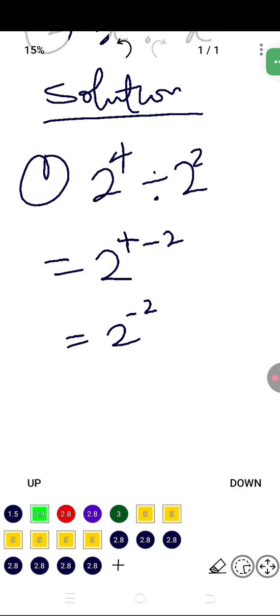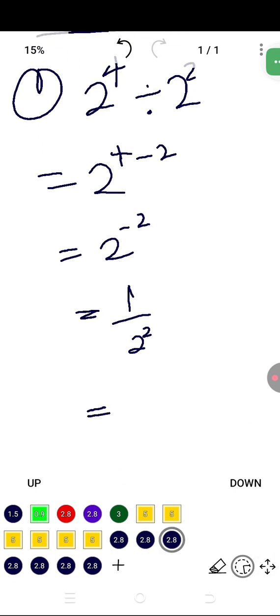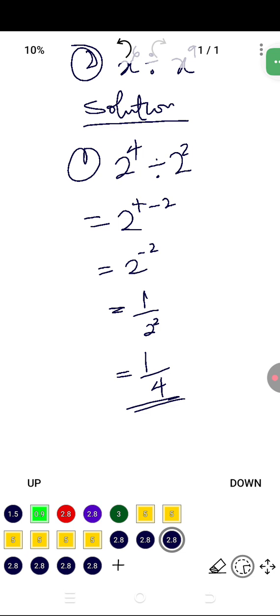So 2 raised to power minus 2 will give us what? Now we apply the negative index law, that when a number is raised to a negative index, it is equal to the reciprocal of the number raised to the corresponding positive index. So this will give us 1 over 2 raised to power 2, and that will simply give us what? 1 over 4. Okay, so that's just that about that.